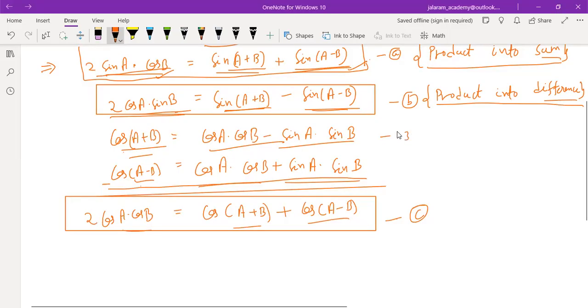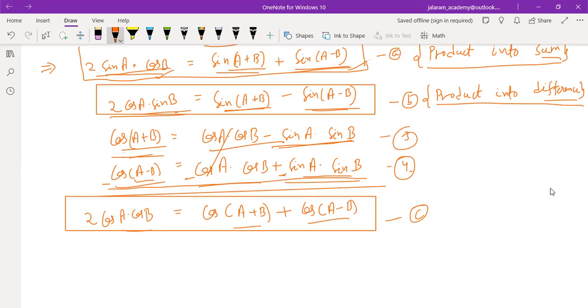If we now subtract equation 4 from equation 3, that is cos(A+B) minus cos(A−B), this time cos A cos B will be cancelled out, and minus sin A sin B minus sin A sin B will give minus 2 sin A sin B. So we must subtract actually the smaller from the larger.